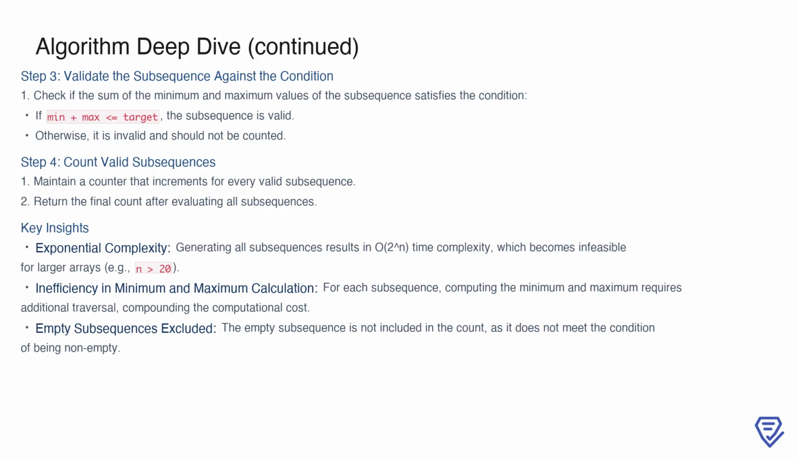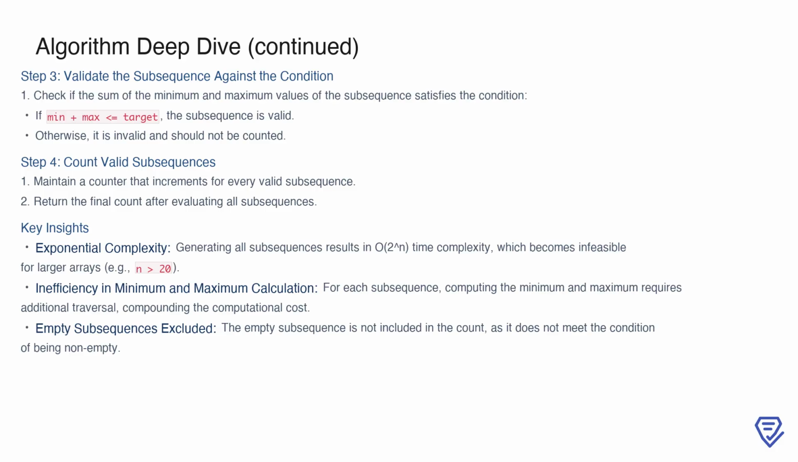If this condition is met, the subsequence is valid, otherwise, it's not. For every valid subsequence, we increment a counter to keep track of how many such subsequences we find. At the end of this process, the counter will hold the total number of valid subsequences, which is the result we need to return. However, there are a few key insights to note about this process.